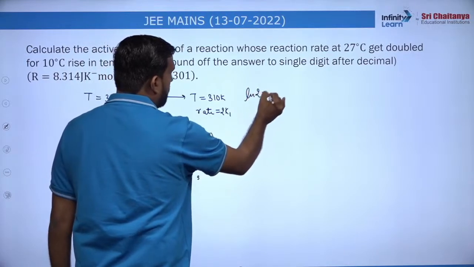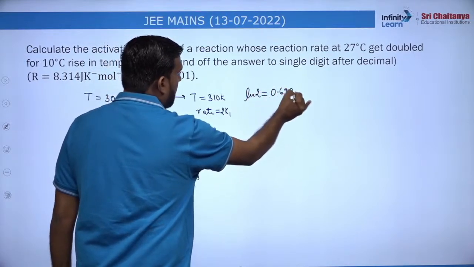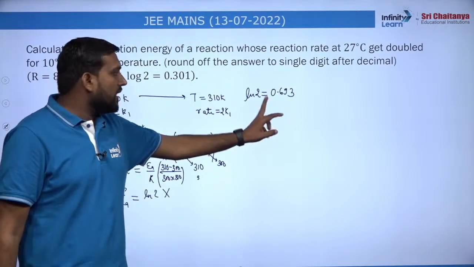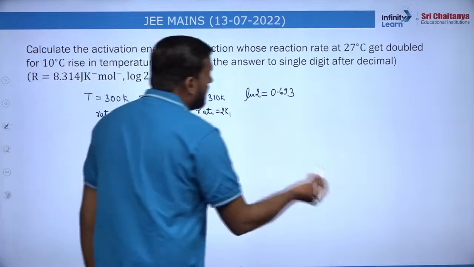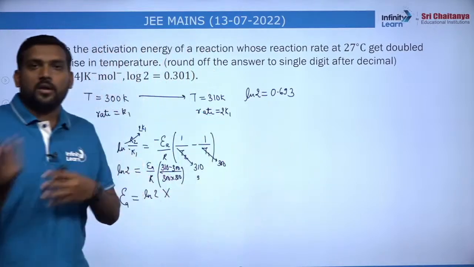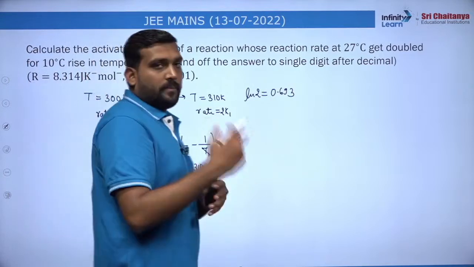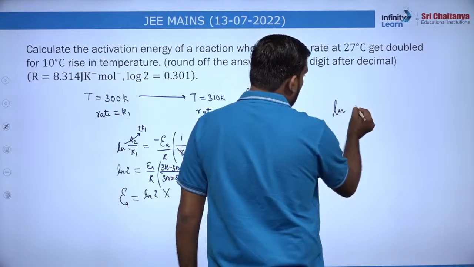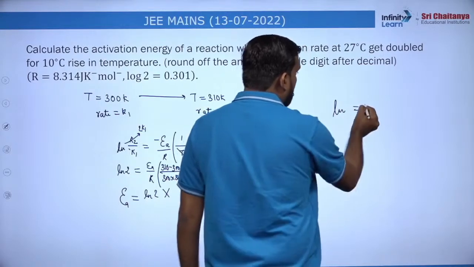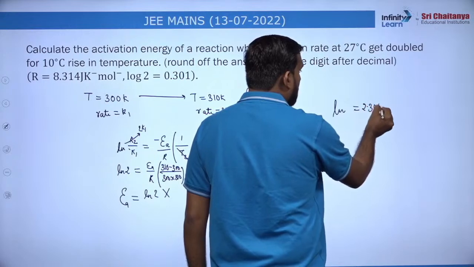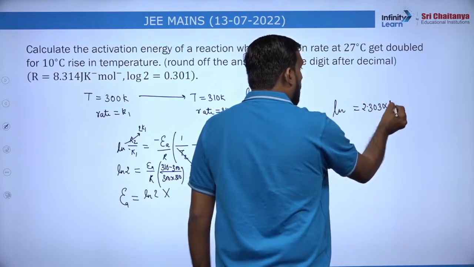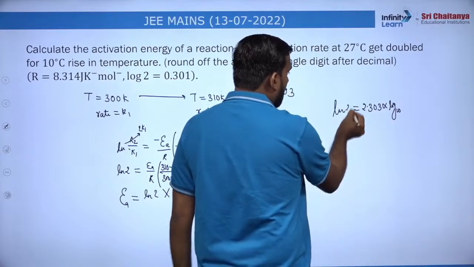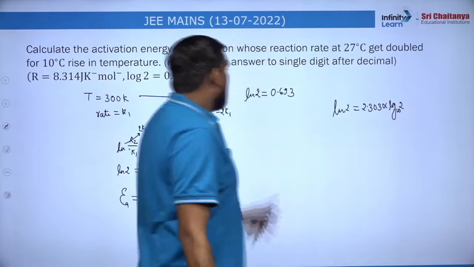The ln2 value is basically 0.693. If you sometimes forget that value, you can easily find it, because there is a thing called conversion of natural log into log base 10. So remember that whenever you have to find ln of any value, it should be multiplied with 2.303 into log to the base 10. Now you have to find ln2, so it will be this value, and the value comes out to be this.